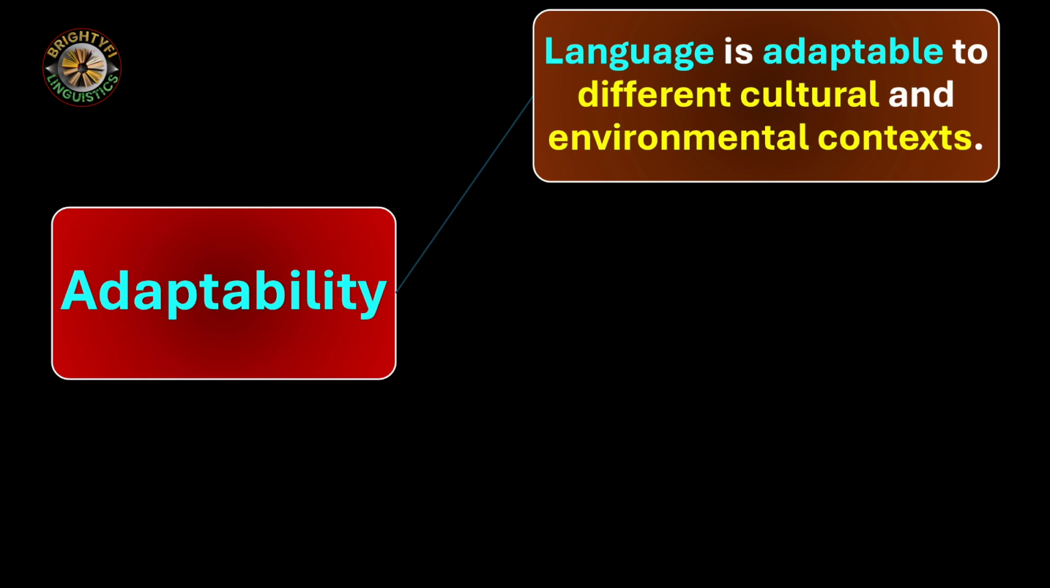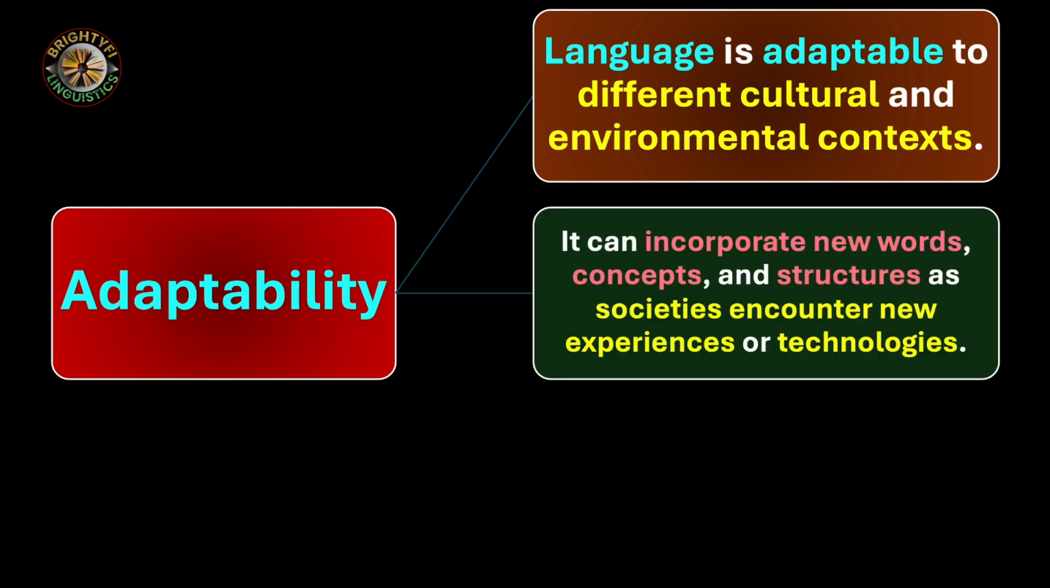We move on to the next point, that is adaptability. Language is adaptable to different cultural and environmental contexts. Language is very flexible. It keeps changing. It adapts to changing circumstances. Not only does the society affect language, changing environment affect language, but language also itself adapts to the changing environment. It is so flexible. It is so adaptable. It can incorporate new words, concepts, and structures as societies encounter new experiences or technologies. So, the horizon of language is really very wide. It can accommodate new emerging terminologies without any restrictions.